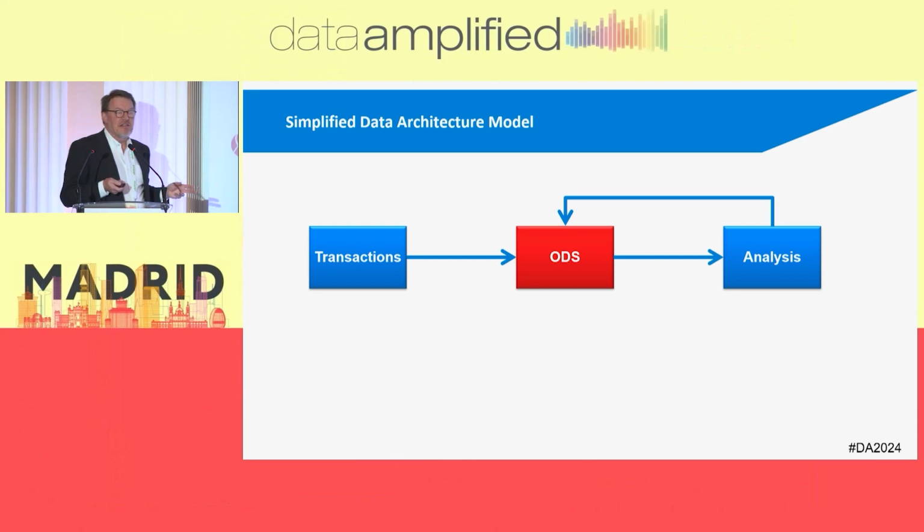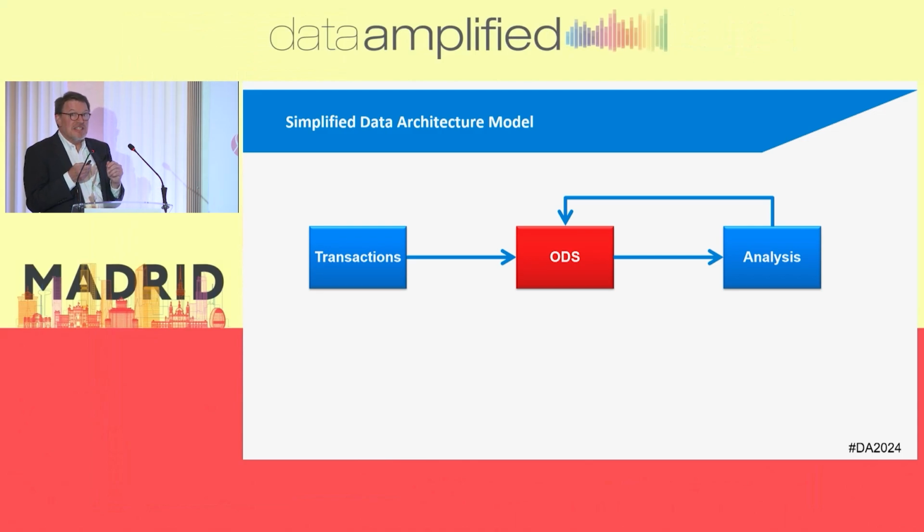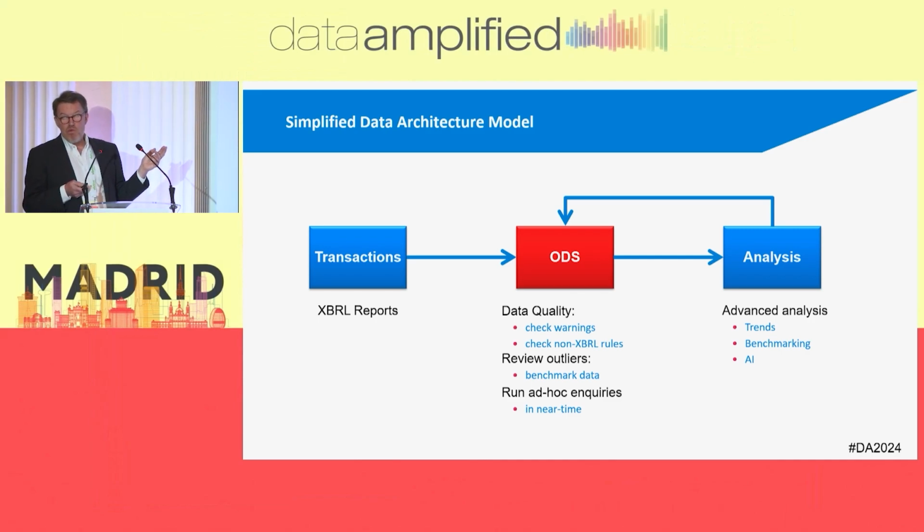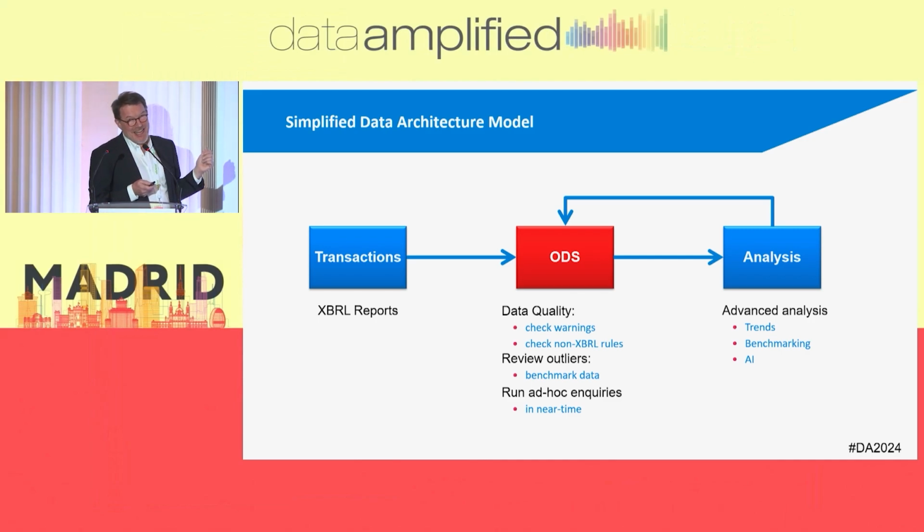So we might decide that there's a certain group of entities that need further research or particular business performance ratios that we would like to see if they meet those particular ratios. So this is the typical ODS model. Now, let's put XBRL on top of that. So we deal with XBRL reports, which is a very strange transaction.